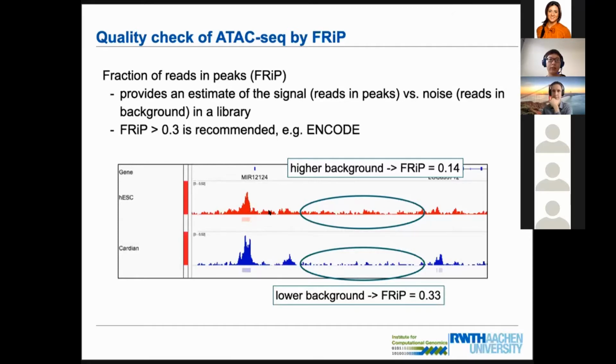As you can see here from these plots, the ATAC-seq from the stem cell has a lower quality.